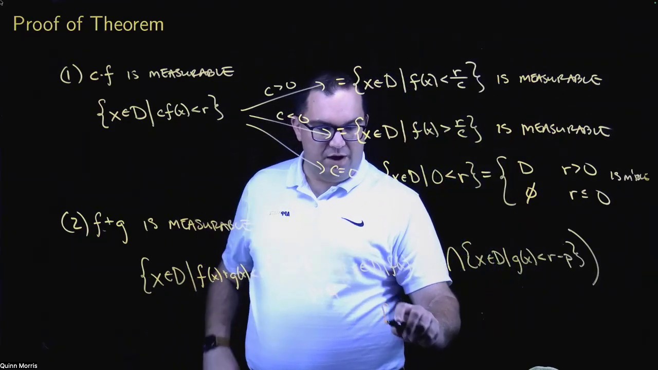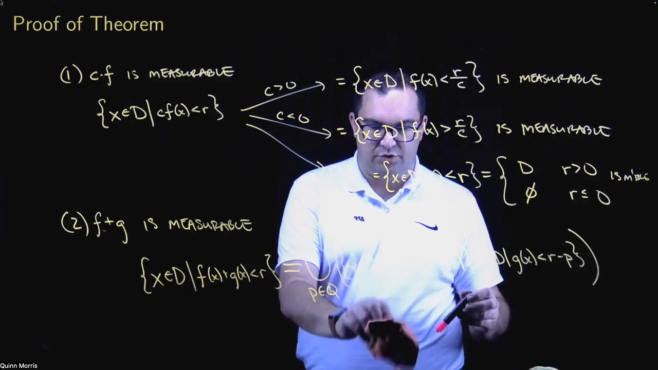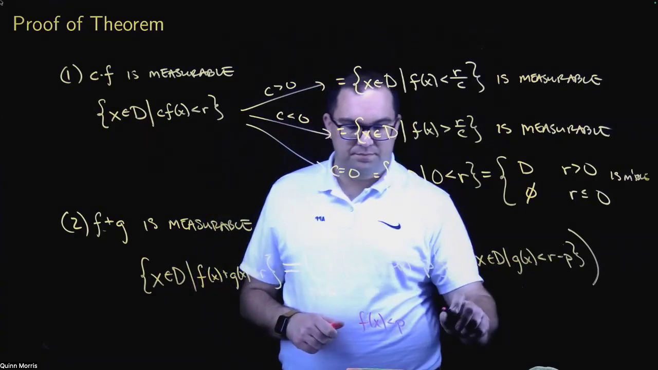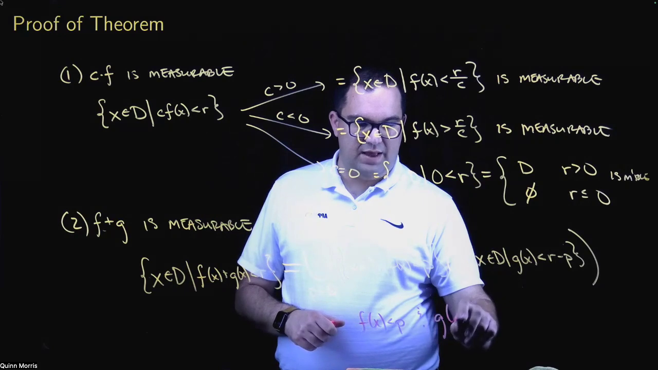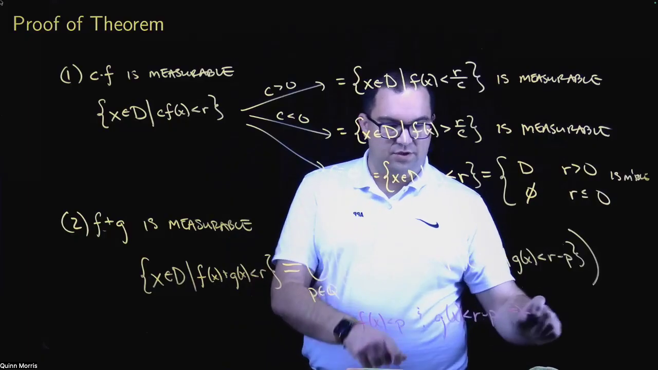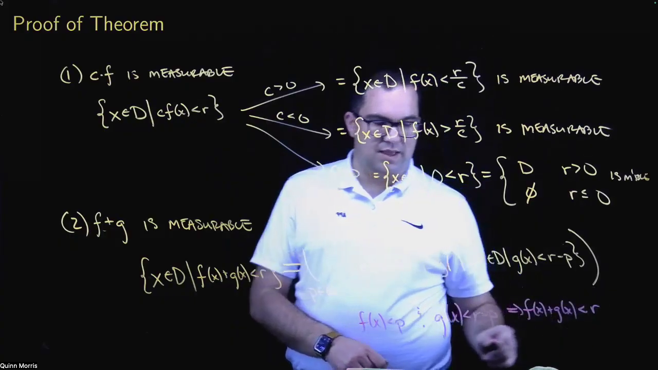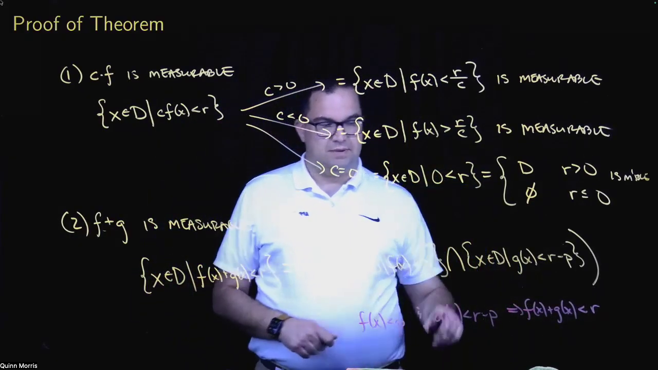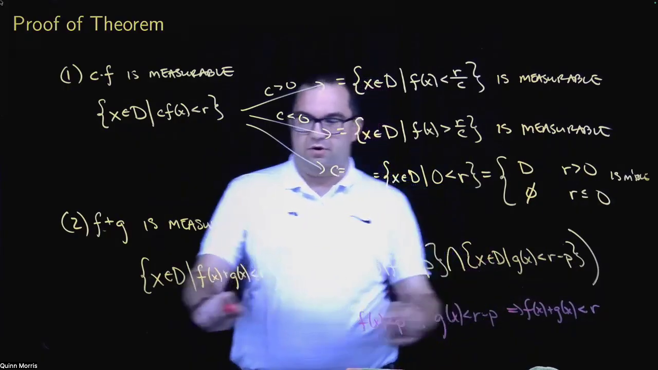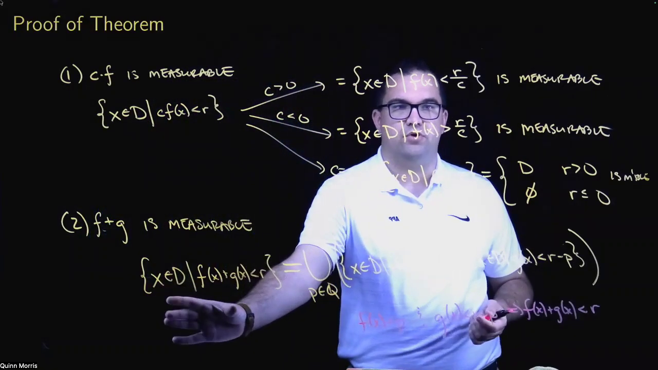So for some p-value, you would have both that F of X is less than P and G of X is less than R minus P. But if you just add those inequalities together, you get F of X plus G of X is less than R minus P plus P, which is just R. So for any X value that lives over here, it's also true that F of X plus G of X will be less than R, so it lives over here.